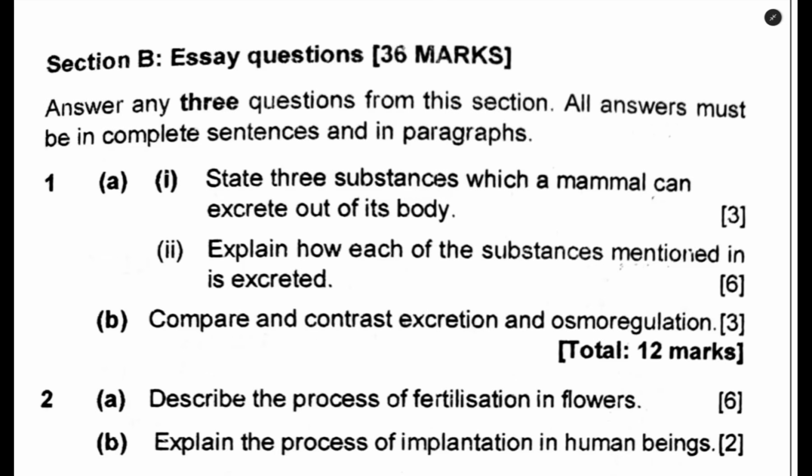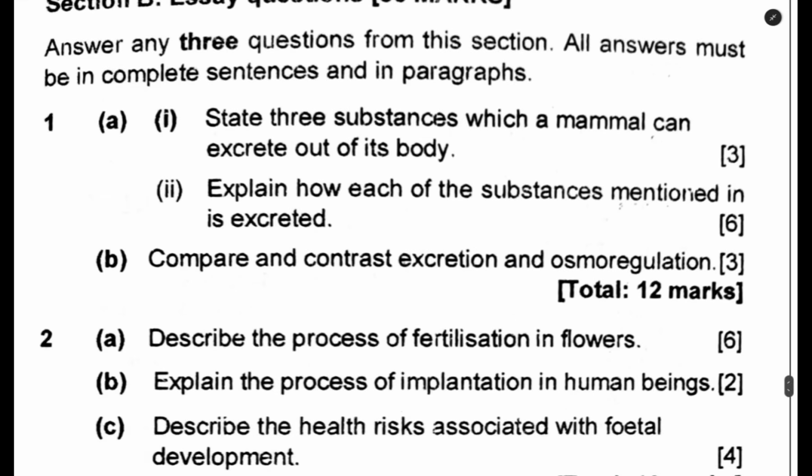So the numbering this time around has changed. There's question 5 now, replacing question 6, which is: state the 3 substances which a mammal can excrete out of the body. This is on excretion. Explain how each of the following substances mentioned is excreted. So if you can't answer question A, then you can't answer this question. Compare and contrast excretion and osmoregulation. So you should be able to do that.